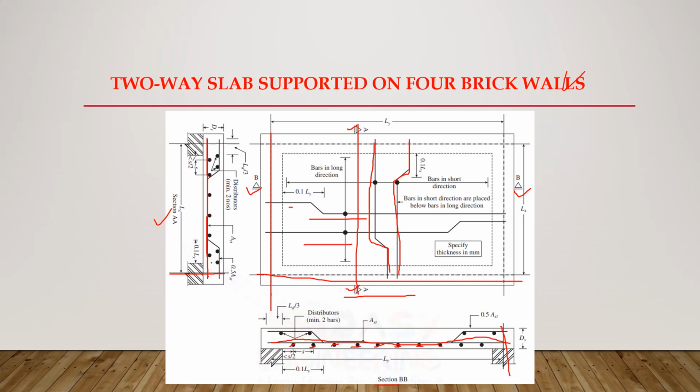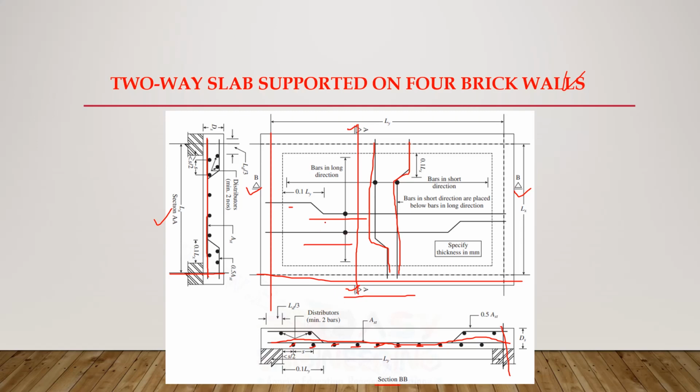So remember, the bars in the shorter direction are placed at the bottom, and those are tied properly with the bars in the longer direction, which are kept at the top of those bars. And this should be tied because we should make sure that the rebars or those bars do not move or do not displace during the process of concreting. And at least 50% of the tension reinforcement provided at mid-span should extend to the supports.